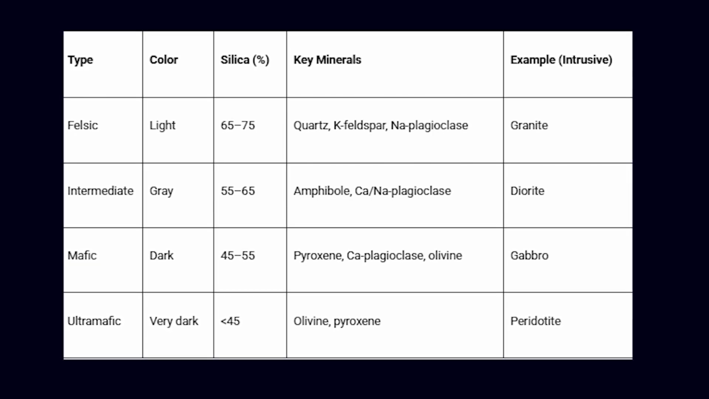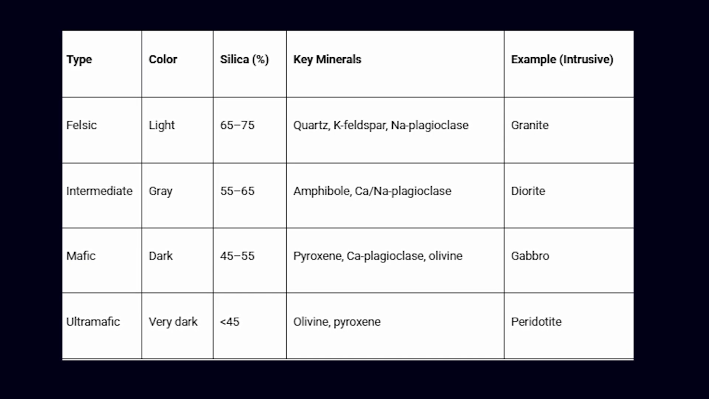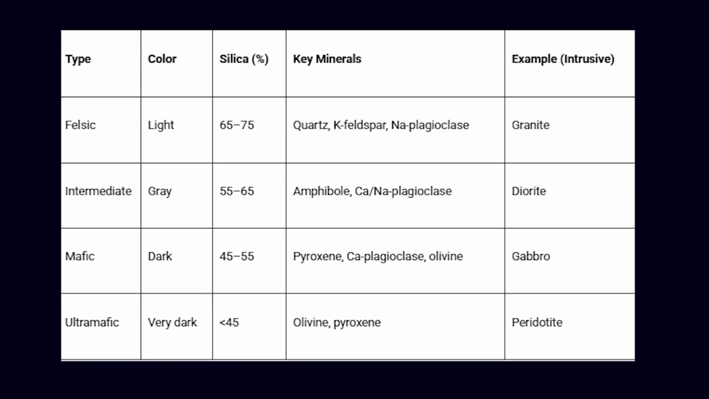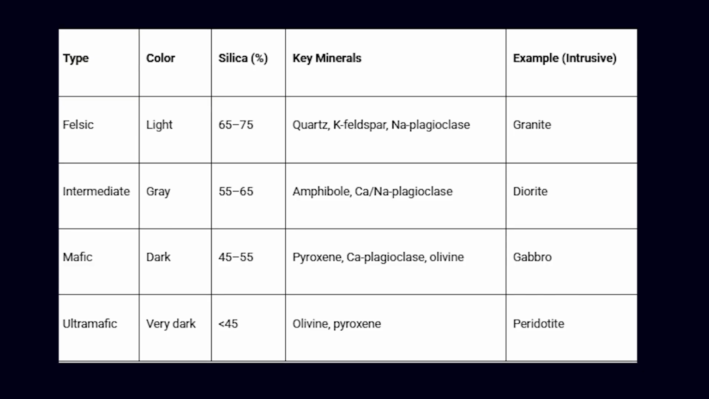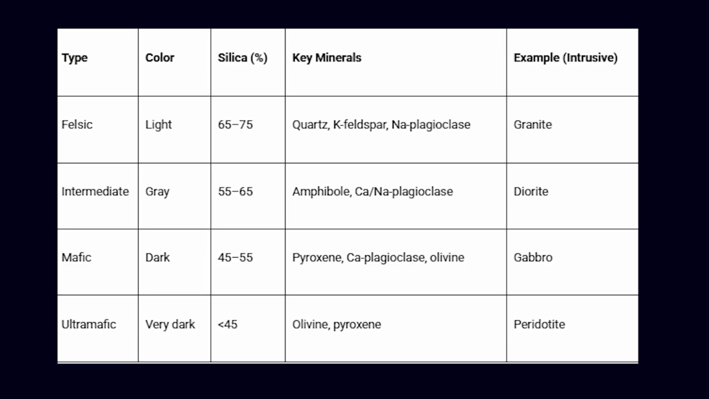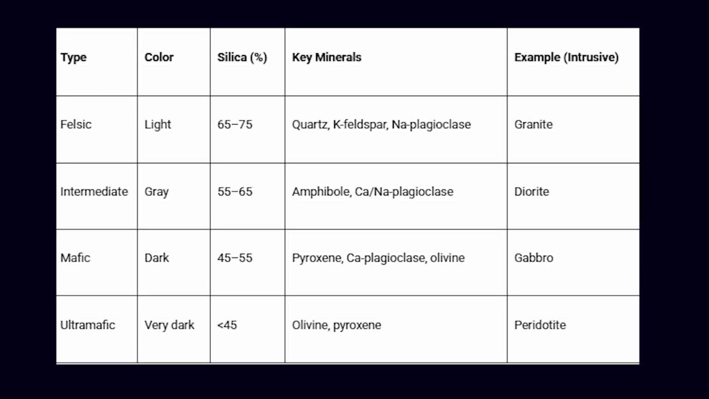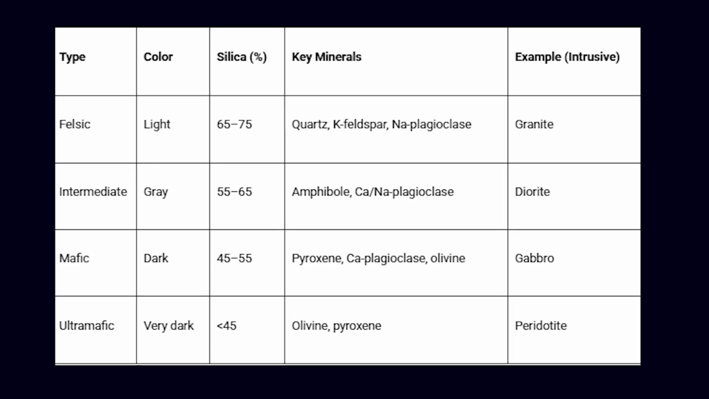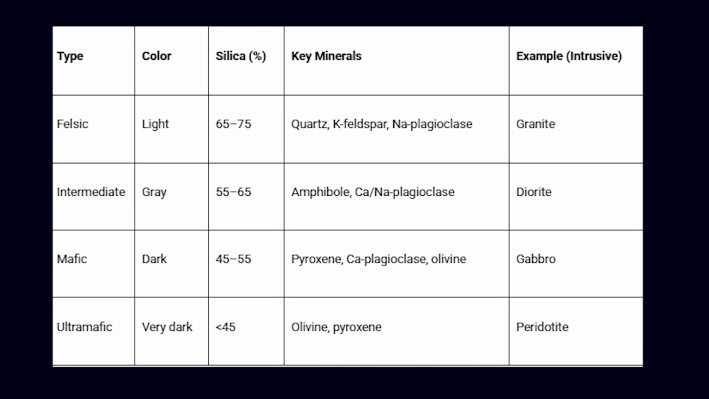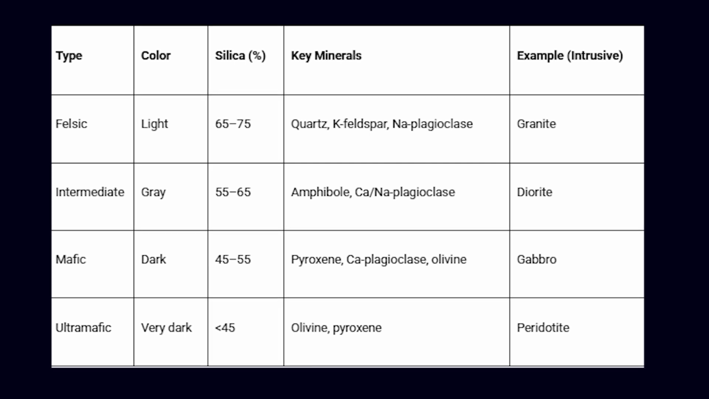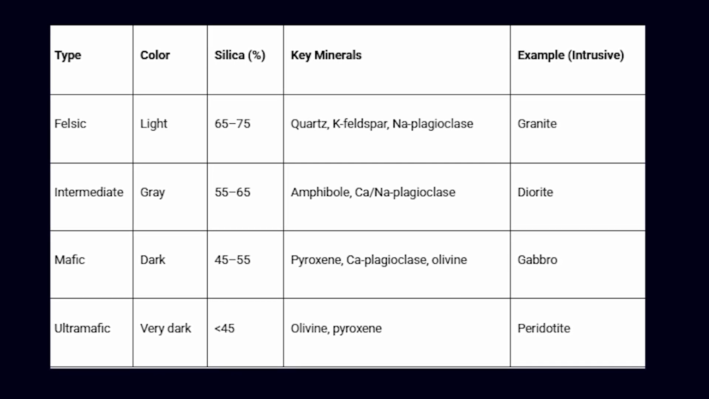Then you have your intermediate magma. Intermediate magma will be gray in color. It's kind of felsic, but a little darker, with 55 to 65% silica, and amphibole and CaNa plagioclase. Your classic example is diorite. Okay, I think I might have a diorite like this. So it's intermediate. It's got white and it's got a little black too.